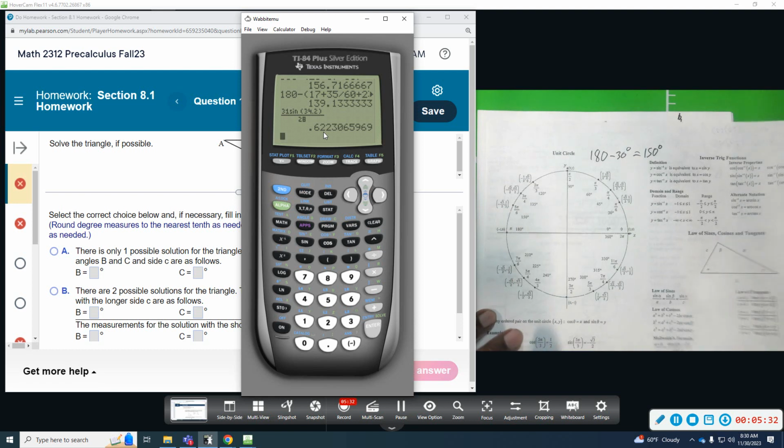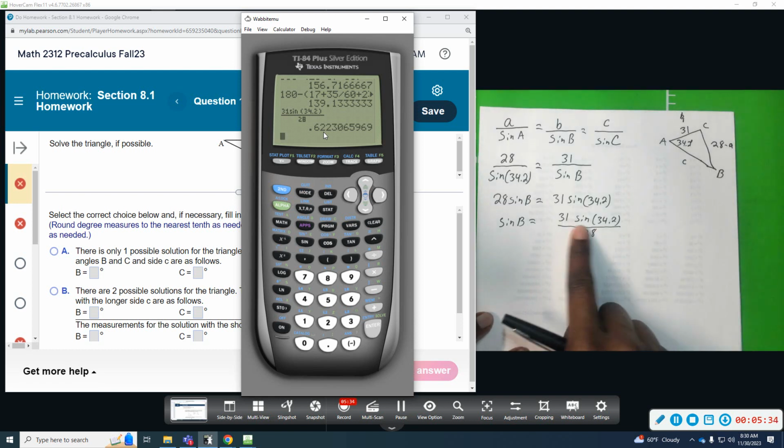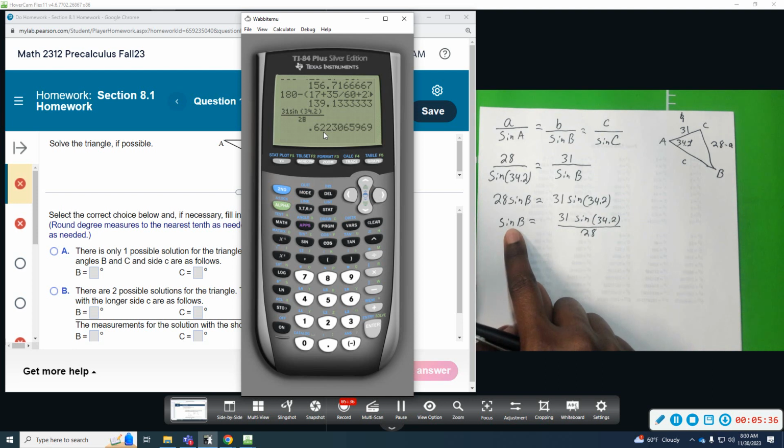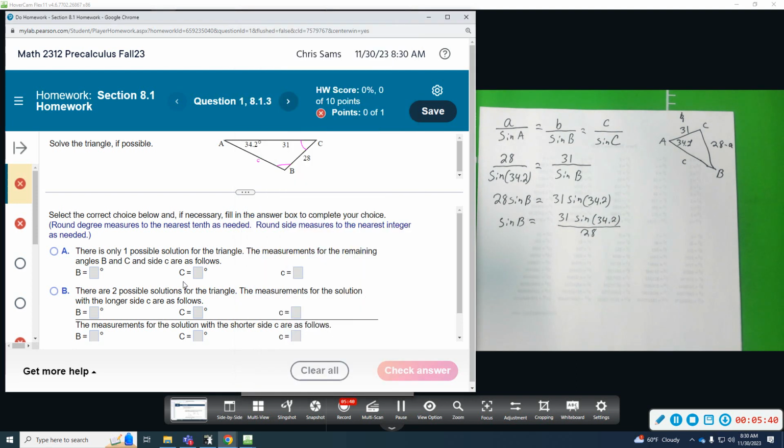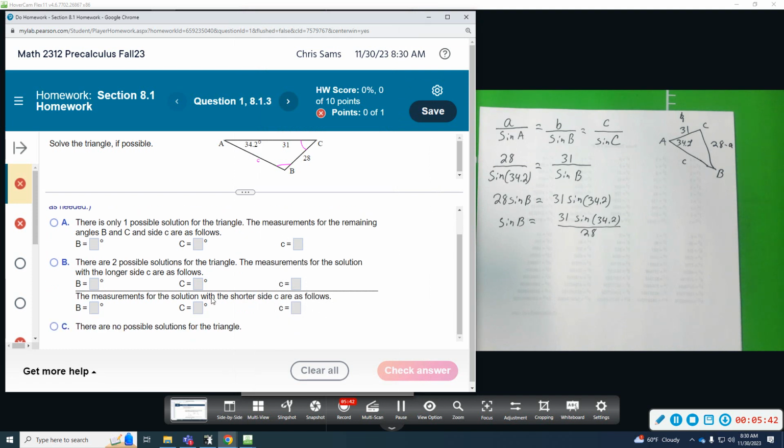So when I see that happen here, when I plug in and I get the sine of something that's less than 1, I know there's going to be two angles. So that's going to be this ambiguous case where we're probably going to have two angles that fit. So I'm going to have to be solving case B.